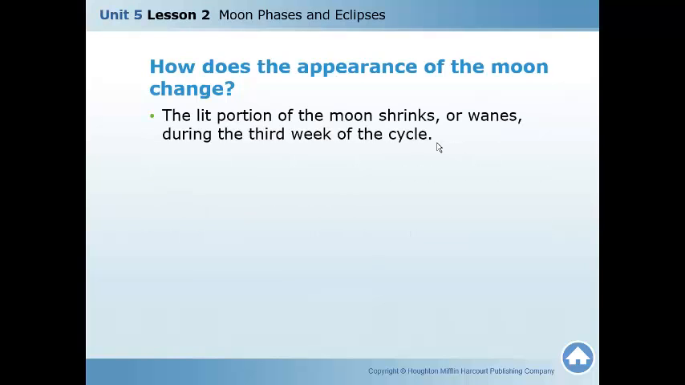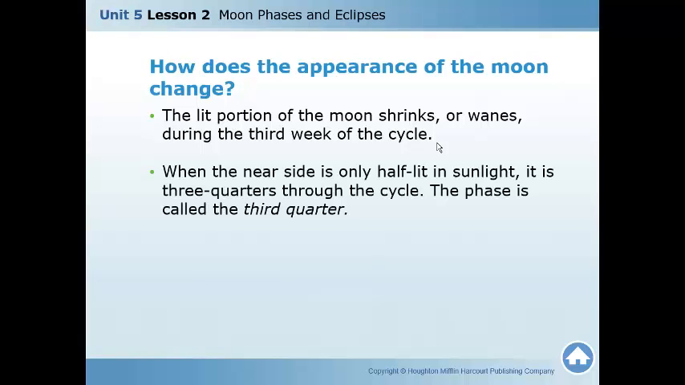From there, the lit portion of the moon will shrink, or it's called waning, during the 3rd week of the cycle. You can remember waning by thinking of a baby, if you have younger brothers and sisters, or farm animals that you're trying to get off a bottle, that's called weaning. So they get less and less of the bottle until they don't need it anymore. The same can be remembered through waning. It shrinks. There's less and less light that's visible on the moon until it gets to a new moon.